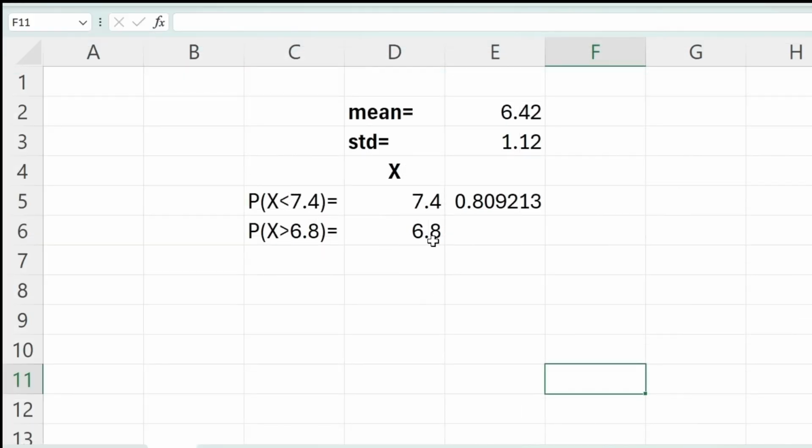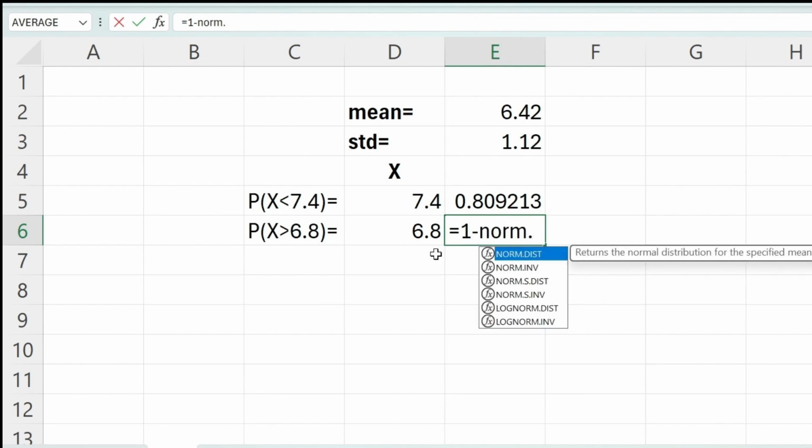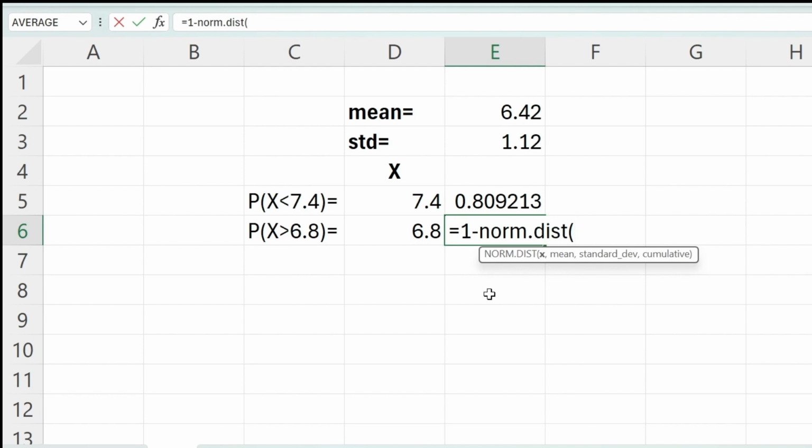For that, first store the value of random variable 6.8 in an empty cell. Then we are going to find the probability of the random variable greater than 6.8. So to calculate this one, find an empty cell and write the formula is equal to 1 minus, now we need to find the probability less than equal to 6.8. So use the same command of the normal distribution, that is the NORM.DIST open bracket. Now find the value of x that is given in this cell, that is the D6, followed by the mean, followed by the standard deviation.